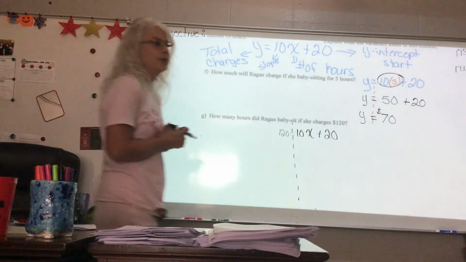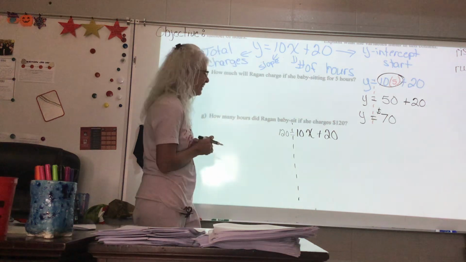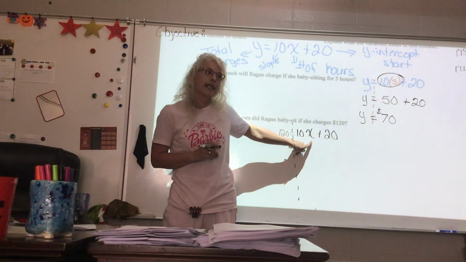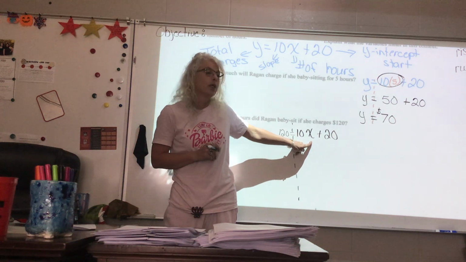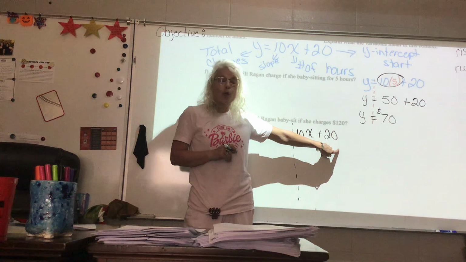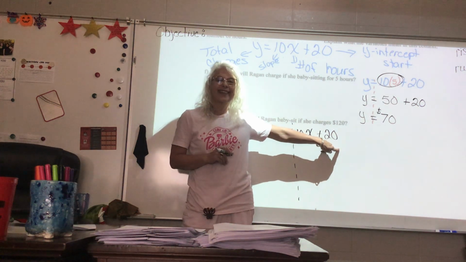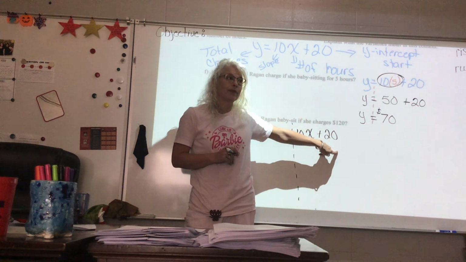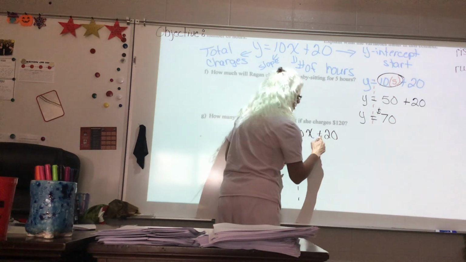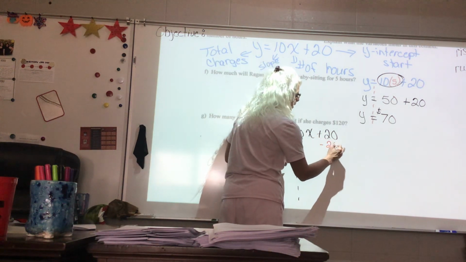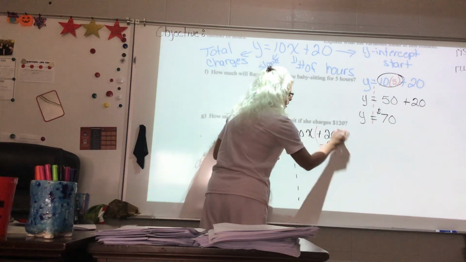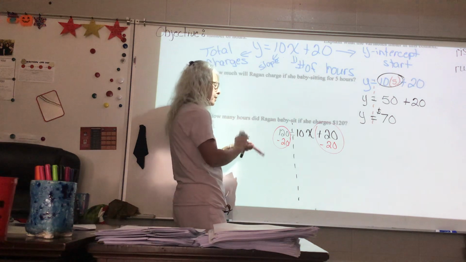Put your pencils down. Here's my variable. Is it isolated? No. So that means I need to get rid of this y-intercept. How am I going to get rid of it? Opposite. So I'm going to do the opposite. So this is positive, so I'm going to use negative. Combine my like terms.